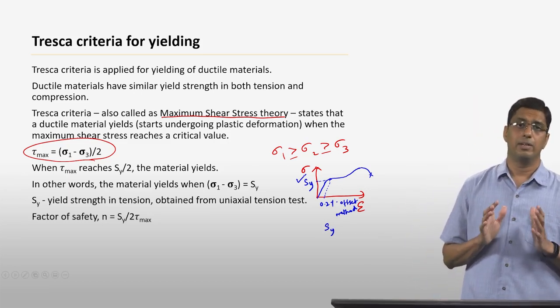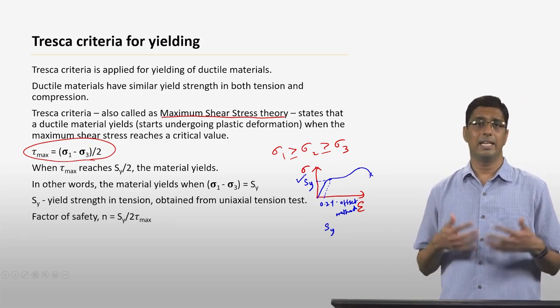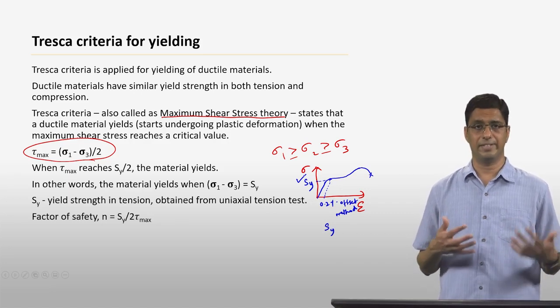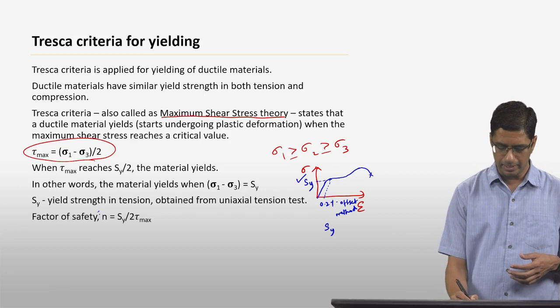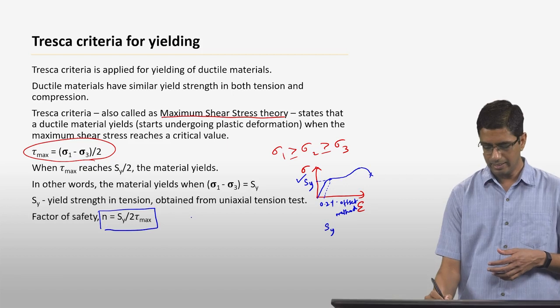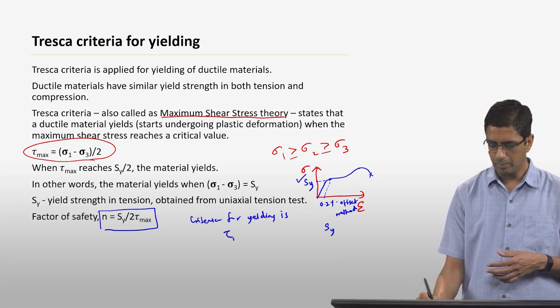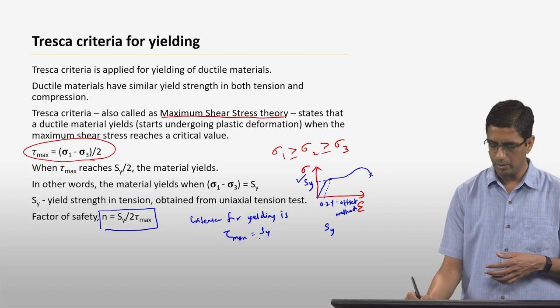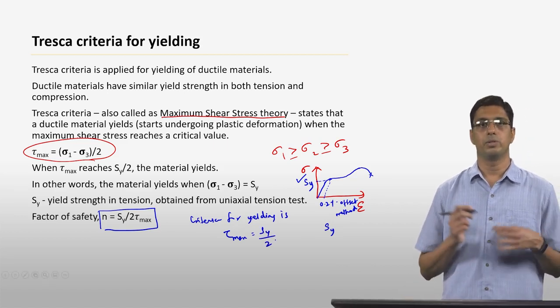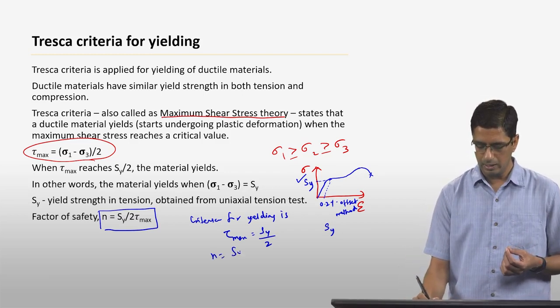Okay? Now, if this tau max is less than Sy over 2, then it makes sense to define a factor of safety n. So the factor of safety n is nothing but Sy over 2 tau max. The reason is that the criterion for yielding is nothing but tau max equal to Sy over 2. So n by definition is going to be Sy divided by 2 tau max. And that is what I have written here.